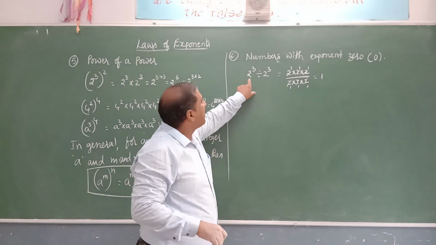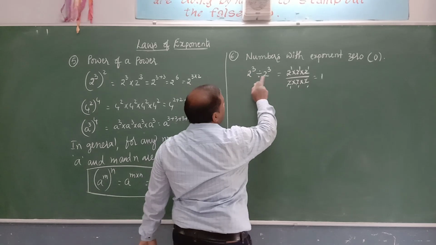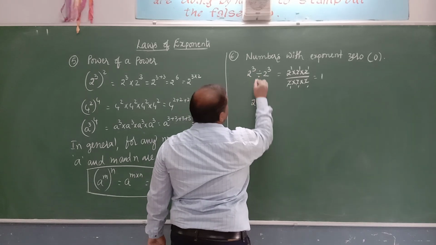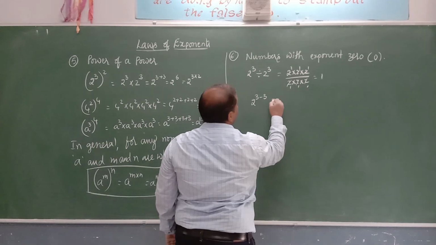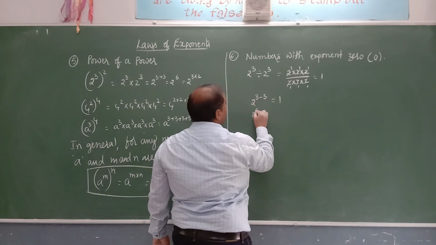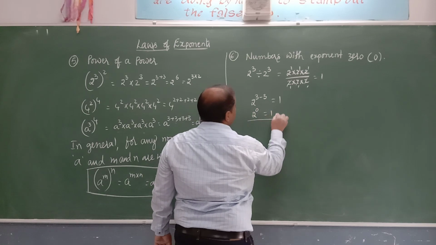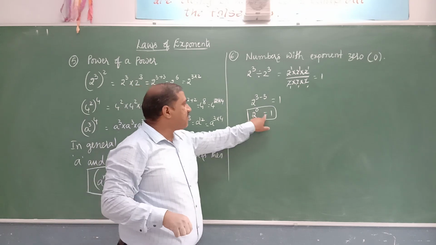Can you apply the second law for this? The bases are same. When you apply the second law, what we get? 2 to the power of 3 minus 3 is equal to what? 3 minus 3 is 0, and that is equal to 1. Means 2 to the power of 0 is equal to 1.